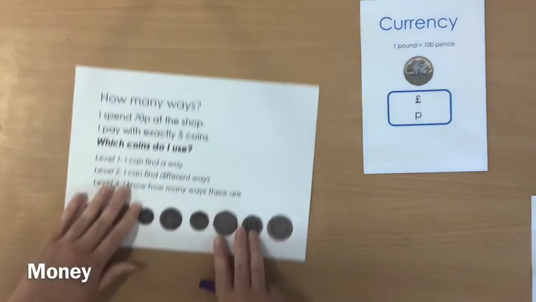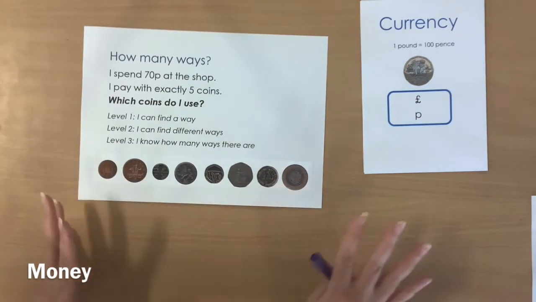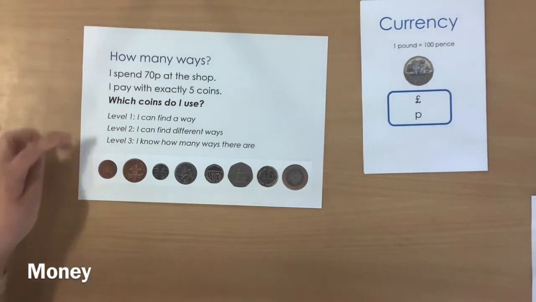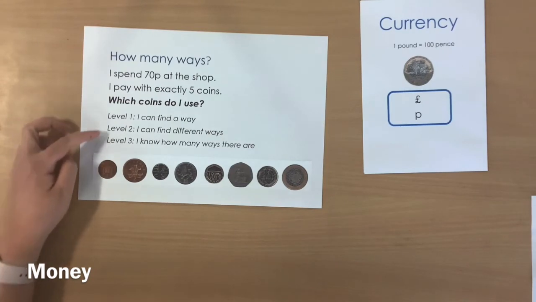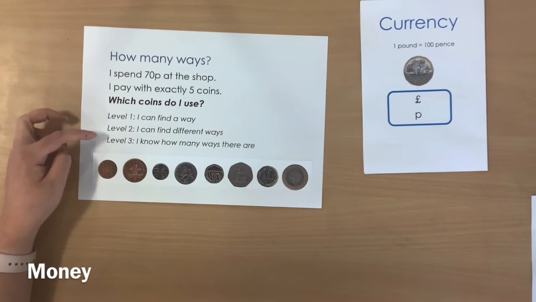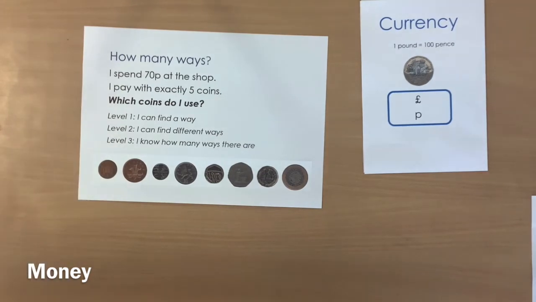Right, a slightly different type of problem question here to complete. So it's how many ways? I spend 70p at the shop. I pay with exactly 5 coins. Which coins did I use? And 3 different levels, we've seen these before. Level 1, I can find a way. Level 2, I can find different ways. Level 3, I know how many ways there are.